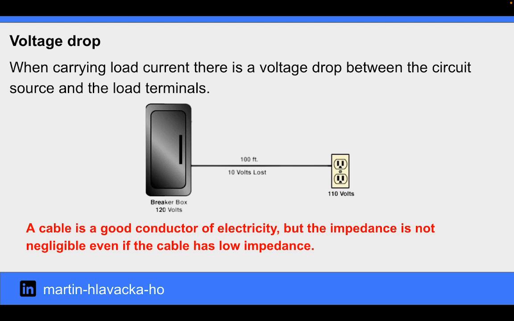When carrying load current, there is a voltage drop between the circuit source and the load terminals. In the image, we can see an electrical circuit breaker panel with an operating voltage of 120 volts, supplying power to the load, in this case a plug, and this circuit is connected by a 100-meter long cable. As electricity travels from one point to another, there is a voltage loss of 10 volts due to impedance. The cable is a good conductor of electricity, but the impedance is not negligible even if the cable has low impedance.